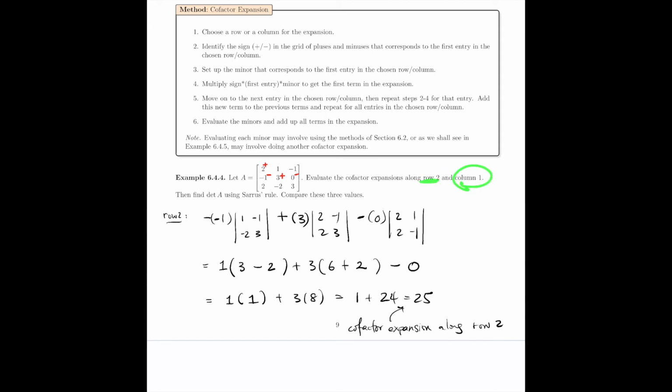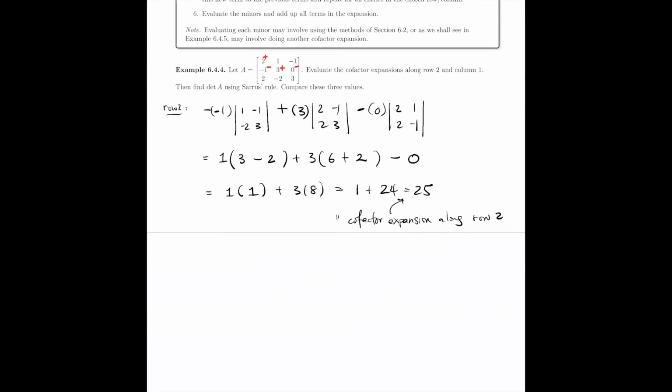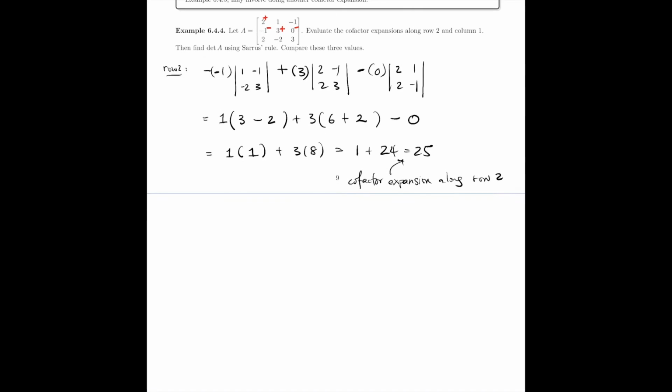So down column 1, which is this column here. We're going to do the exact same process down that column for practice, but also because we're asked to see what that gives us. We're asked to compare these values. So I need to choose the row or column, and I've been asked to do it along column 1. I have to find the grid of plus and minuses for that column.